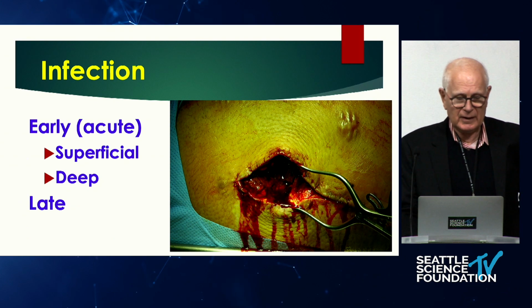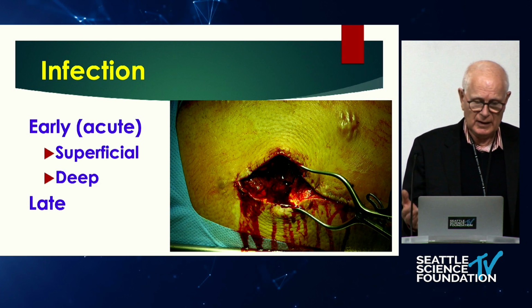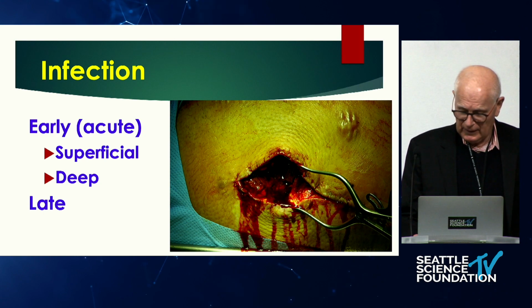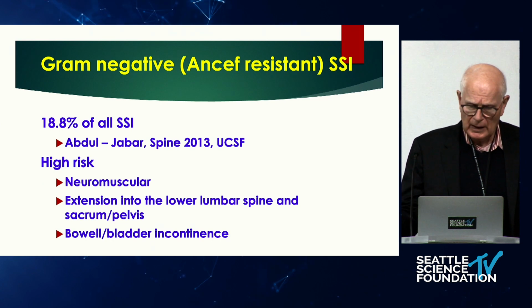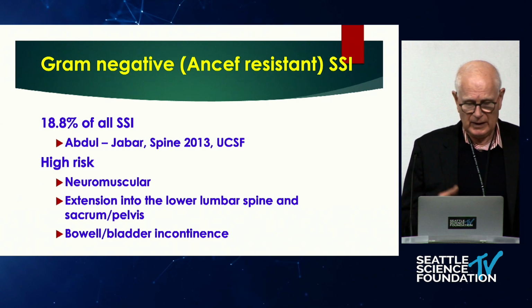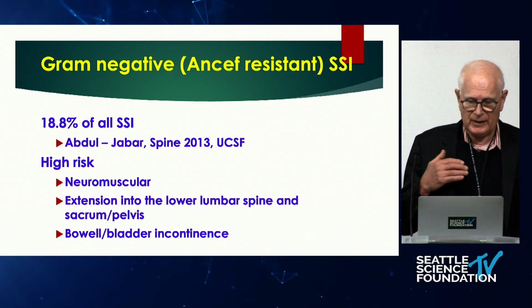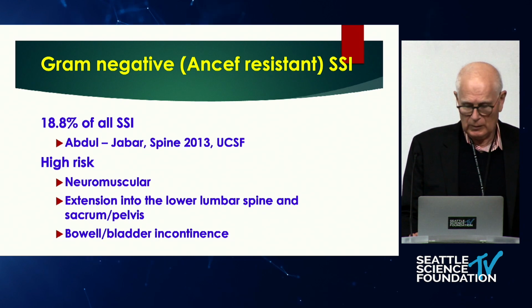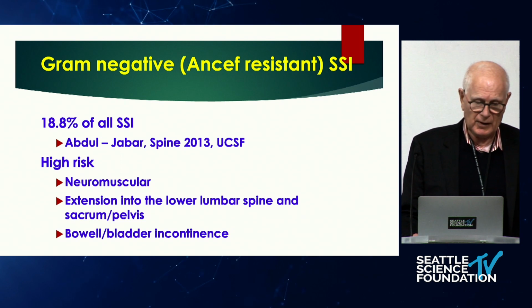So let's look at some of these bad actors individually. Infection, clearly the big one is the deep early infection. And it happens fairly frequently in the pediatric age group, certainly in the high-risk group. That is the neuromuscular kids, the kids who require extension into the lower lumbar spine and the pelvis, kids who have bowel and bladder incontinence and whose skin is colonized with all kinds of flora and fauna.